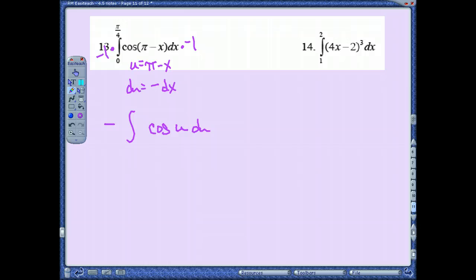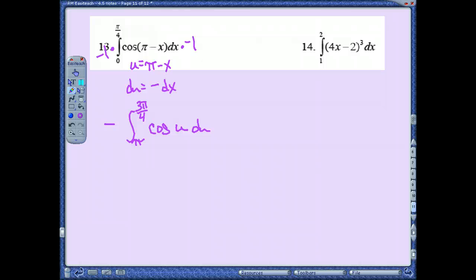Let's change our limits. Okay, so if I put 0 in here for my x, I'm going to have pi minus 0, which is pi. When I do pi over 4, pi minus pi over 4, which is 3 pi over 4, sorry. Alrighty, so now looking at this, I can go ahead and integrate just like we did before.